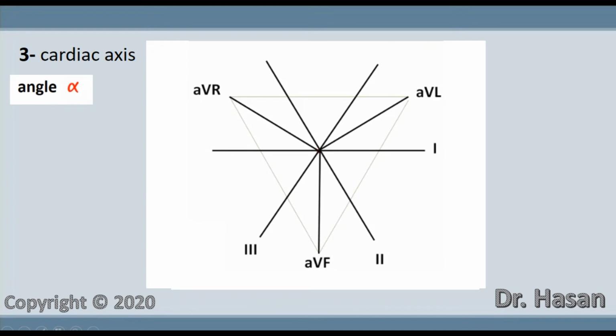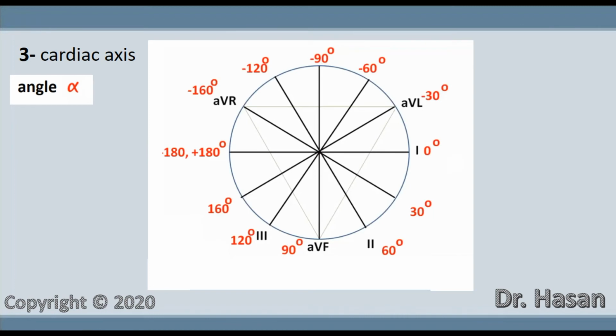Let us return to the Einthoven triangle, on which all the leads are drawn. This triangle can be supplemented by drawing a circle around the leads. We divide the circle into a dial with degrees from 0 to plus 180 and from 0 to minus 180. The electrical axis of the heart can be represented as a vector coming from the center of the circle at a certain angle called the angle alpha.